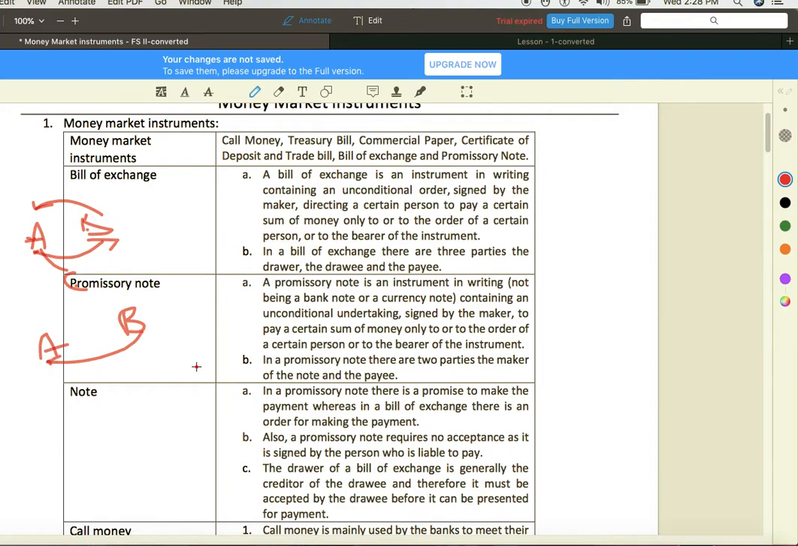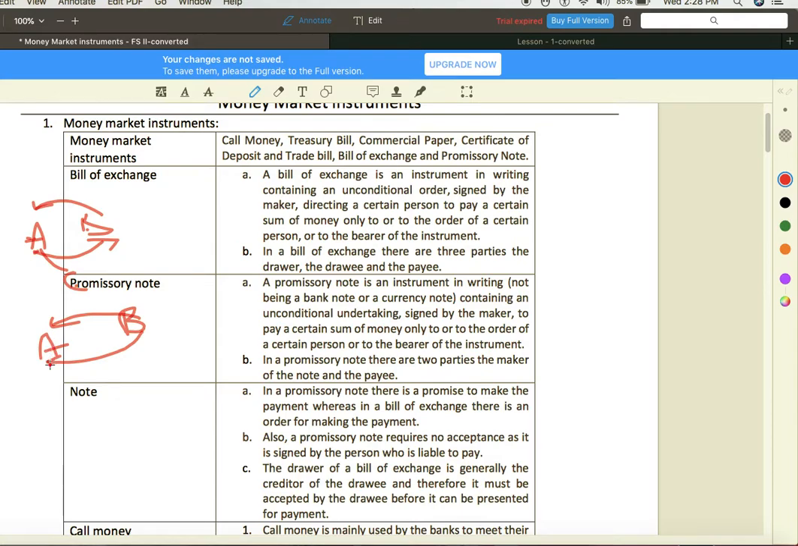There are two scenarios you need to understand. Either B lent money to A, or A borrowed money from, or A bought goods from B on credit. So there are two things here. B must have lent money, or B must have sold goods to A on credit. So A is supposed to repay that money.